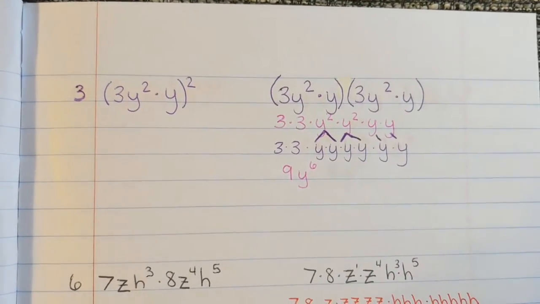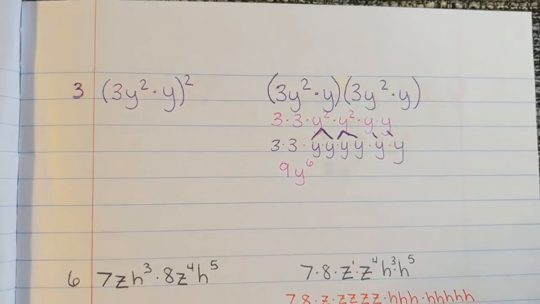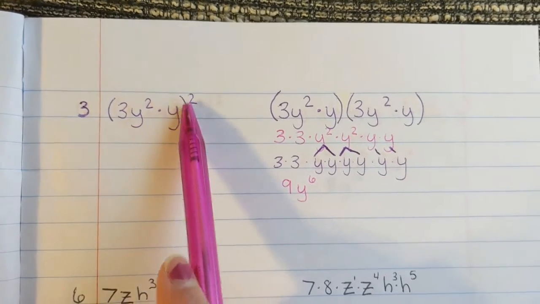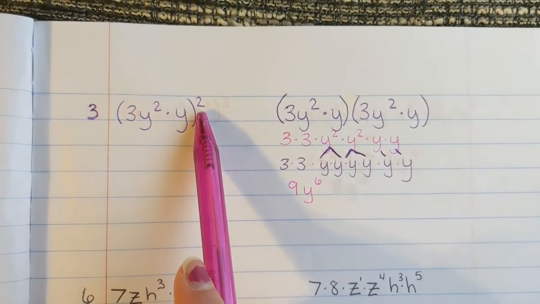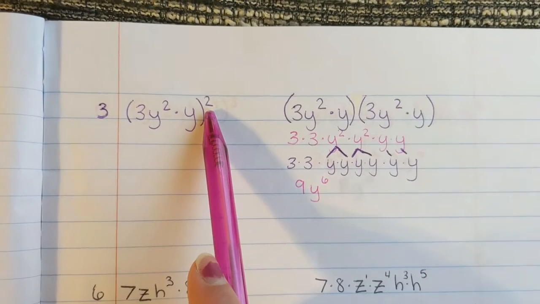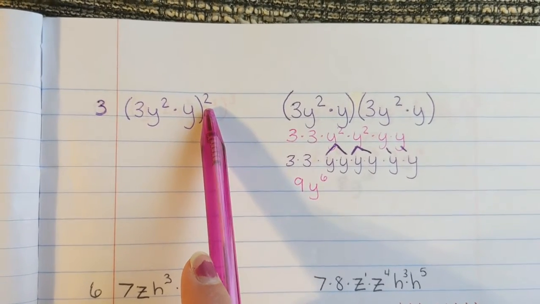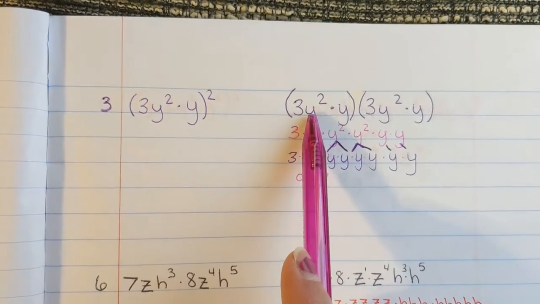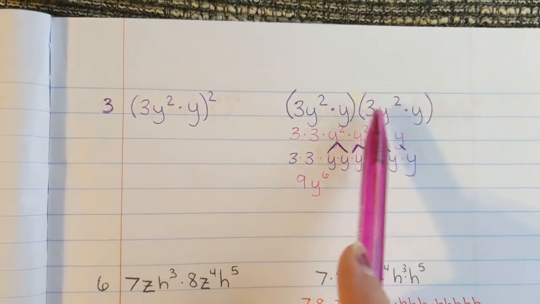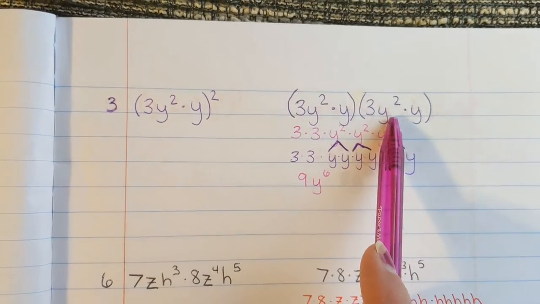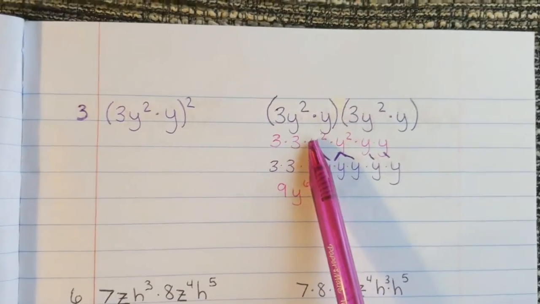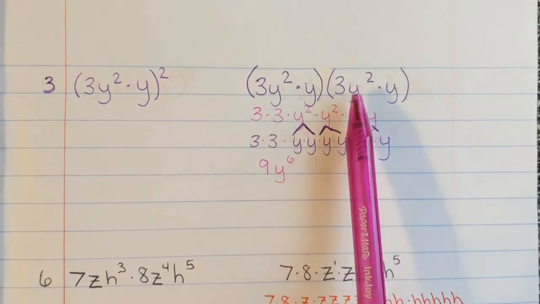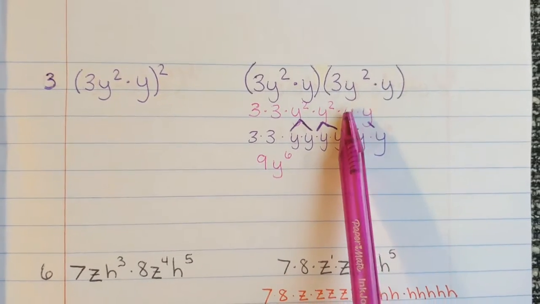Now, let's get to some of the examples on that worksheet. Here's number 3. We have 3 y squared times y, all in parentheses, squared. Now we know that if we have a power, that just means how many times it's multiplied by itself. So we can rewrite this as 3y squared times y times itself another time. So we have 2 of them. And then if we break everything down, we have 2 3's, a y squared and a y squared, and 2 more y's.